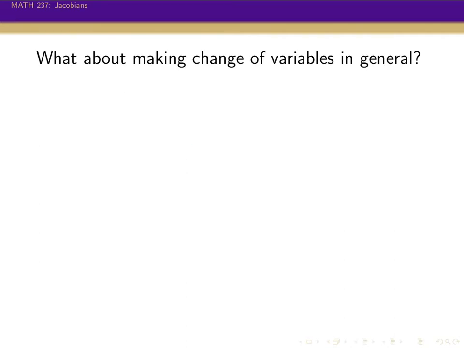Okay, so what about making change of variables in general? Specifically, we're going to replace x with some function of u and v, and we're going to replace y with some other function of u and v. So we're going to call what x turns into x of u comma v, and what y turns into y of u comma v.